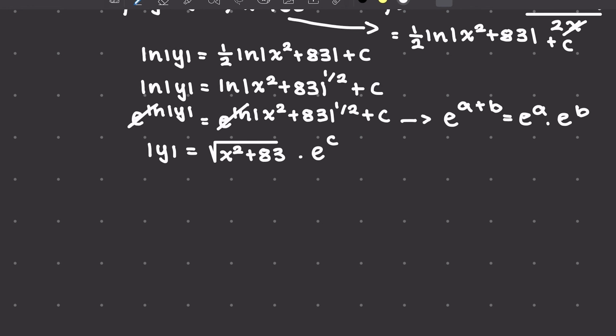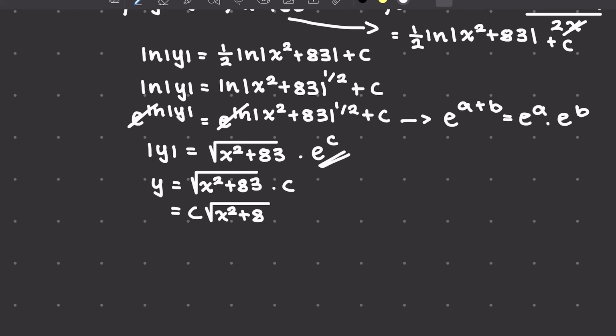And so moving forward, we can get rid of the absolute values on the left-hand side. And we know e to the c, e to the constant, will still be a constant. So our final equation will be y equals the square root of x squared plus 83 times c, or c times the square root of x squared plus 83. And this is a general solution, the solution you will get by solving this differential equation.